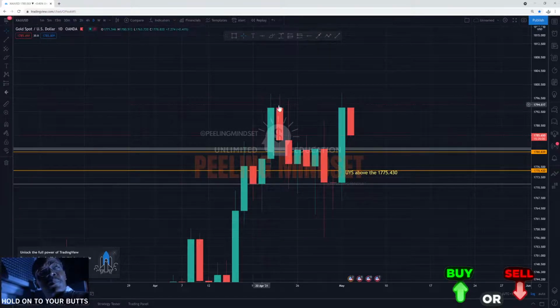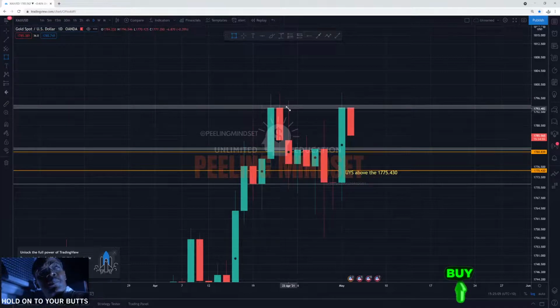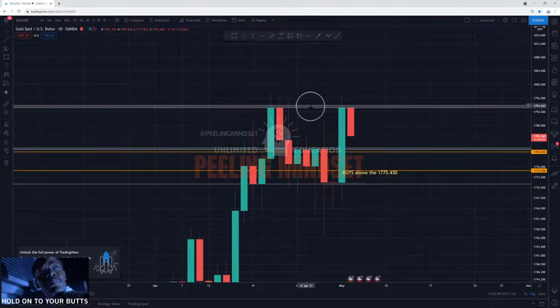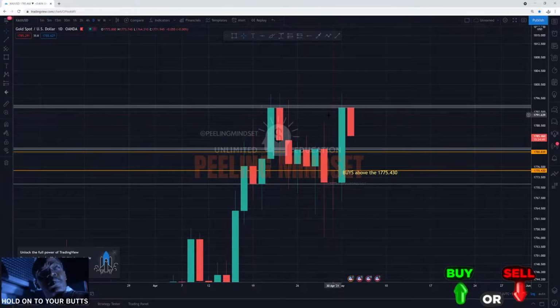So if you look at this right here, this is a resistance, right? A daily resistance, and the price has obviously rejected that level.